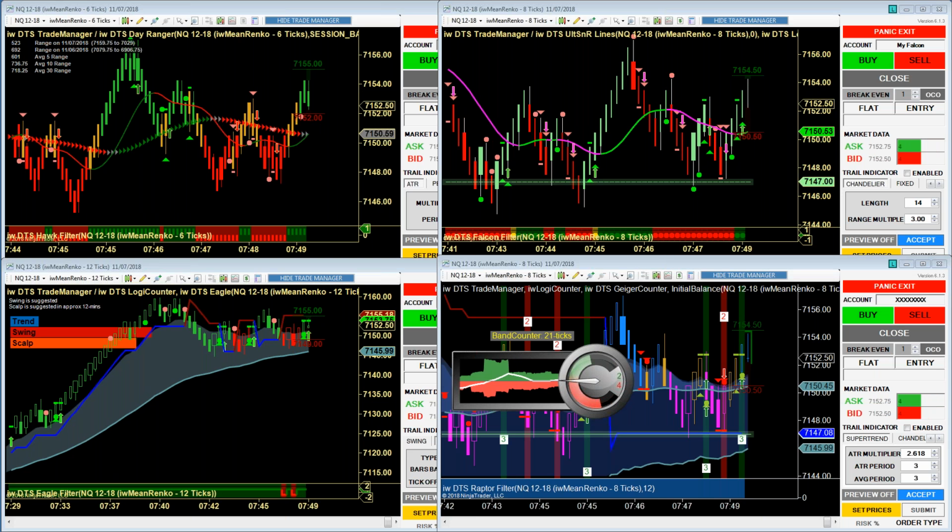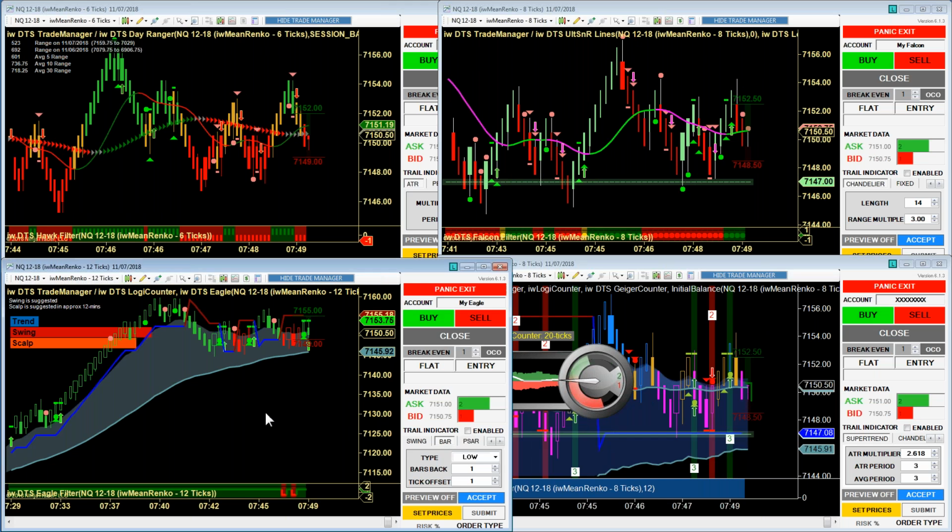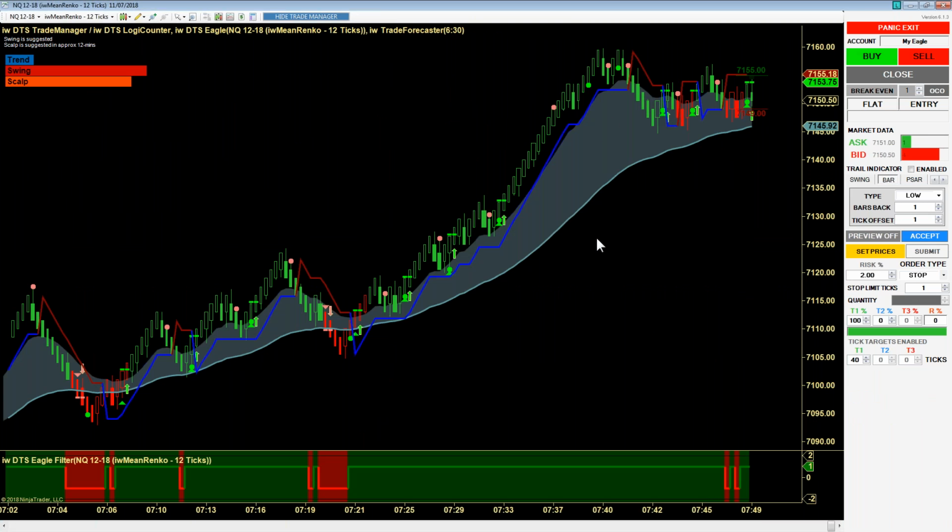Okay, now we're getting very quiet again. Look at the Hawk, all these yellow bars. Same thing here on the Falcon, loads of yellow bars. Obvious tight little sideways trading range here on the Eagle.